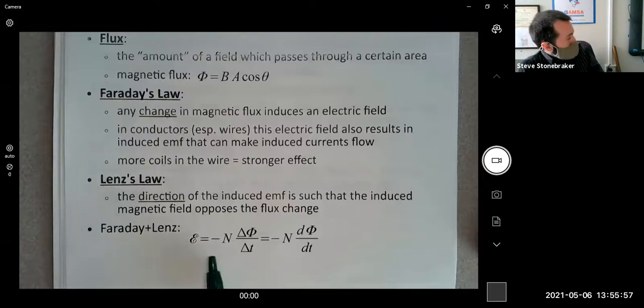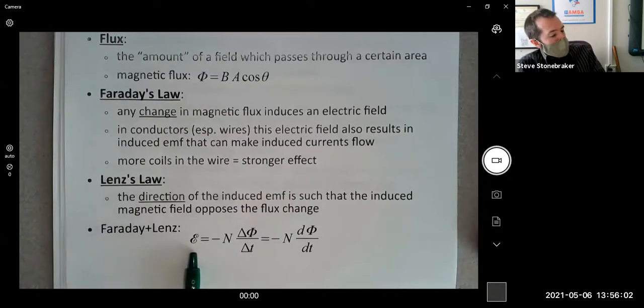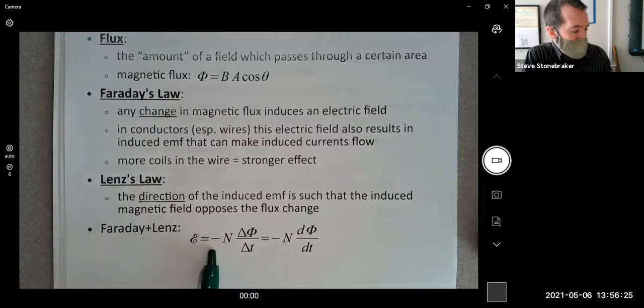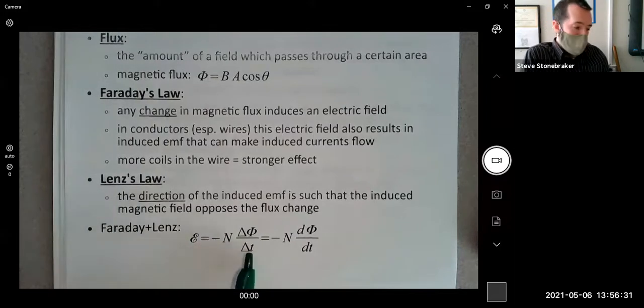The mathematical form for these rules is written down here. The EMF that you get in your loop is negative N delta phi over delta t, or d phi dt, if you like derivatives. So it's the rate of change of the flux. That's why when you move things fast, it gives you a stronger effect. The big N is how many loops you have in your coil, just like the other day. And the minus sign basically is the Lenz's law part, telling you that the EMF is opposite in direction to the flux change, or in a way that works against the flux change.